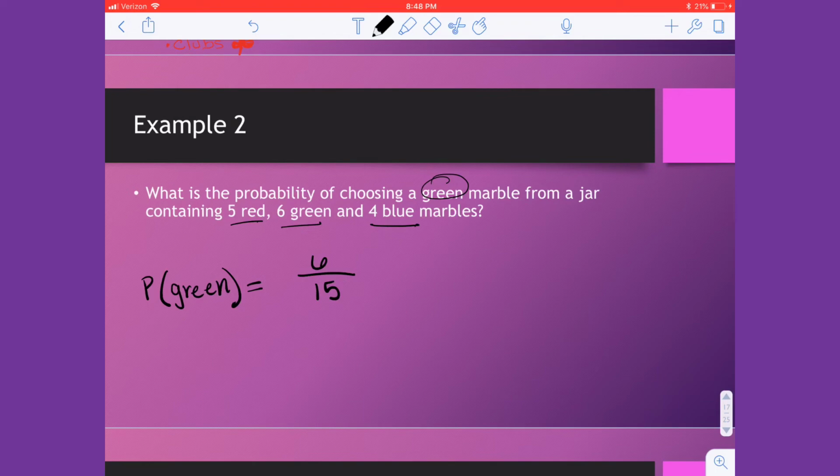So what I've written here is the probability of getting a green marble. There are 6 possible green marbles, so I put that in my numerator, out of 15 total marbles in my bag. 6 plus 5 plus 4 gives me 15. And again, this is a good answer. It gives me an idea of exactly what I'm going to have, but if I want to reduce that, I can. And I get 2/5.